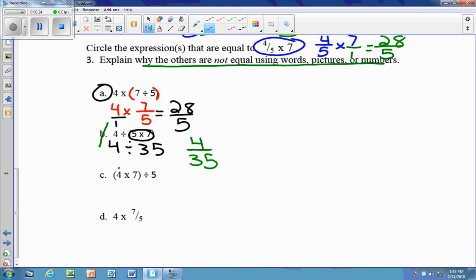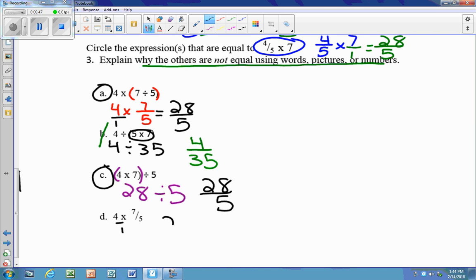Next one, what's in parentheses is 4 times 7, so we're going to do that, which is 28 divided by 5. And then we see that that means 28 divided by 5. That matches what's up on top, so we're going to say that they match. And the last one, we have 4 times 7/5. There's really a 1 under there, so 4 times 7 is 28, and 1 times 5 is 5, and that also matches what's up on top. And now we've proven what works and what does not work in terms of matching for equal values.